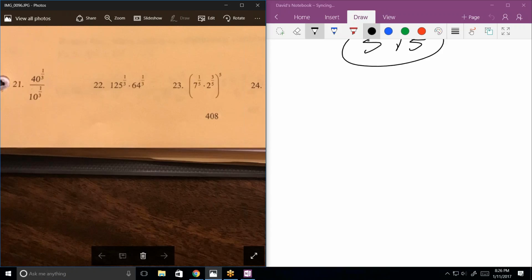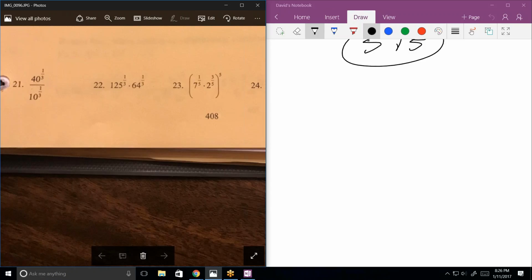So 22 will be, let's see, 25 to the 1/2 power. Well, where are you getting that? Or 125 to the 1/3 power. So 5 to the 3rd power. Well, okay, I see what you're doing.